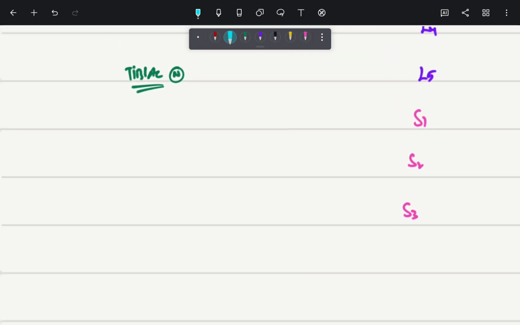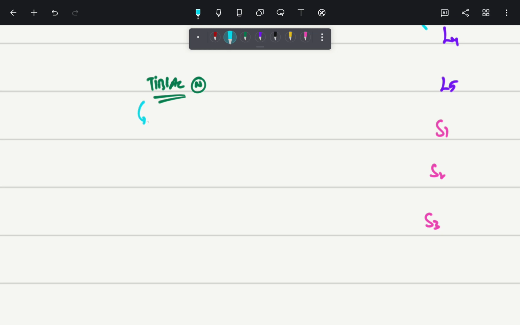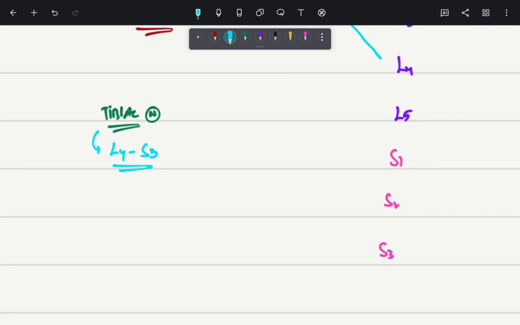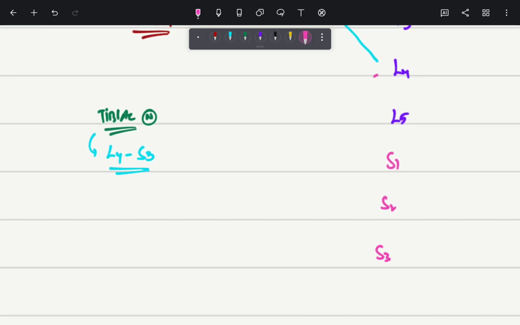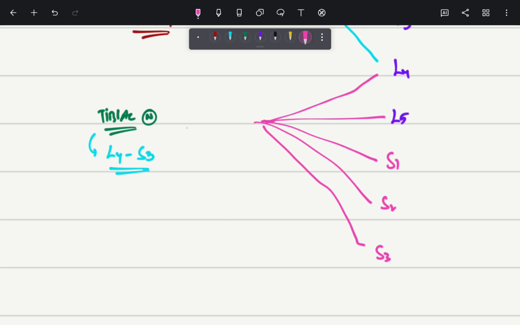Okay. Next, the tibial nerve. Tibial nerve is usually derived from L4 to S3. So L4, L5, S1, S2 and S3 will fuse together and form the tibial nerve.